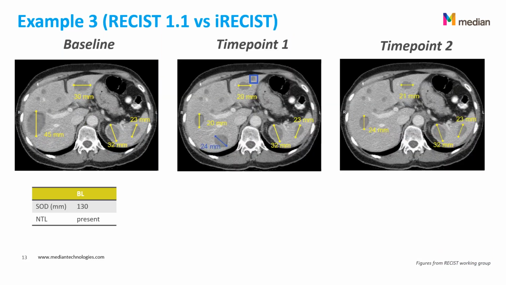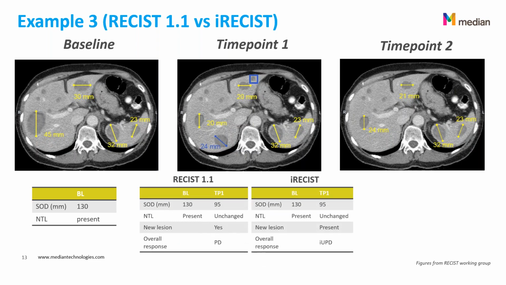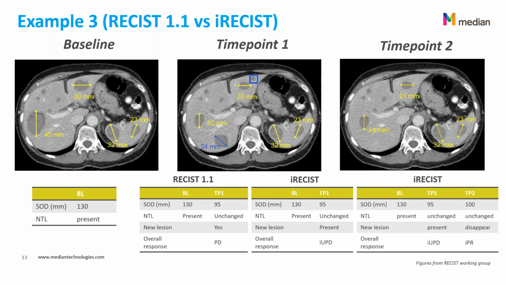The third example compares RECIST 1.1 with iRECIST. So the first PD of RECIST 1.1 will be iRECIST iUPD. In this case, the new lesion disappeared at TP2, so PD was not confirmed. And compared to the baseline, the TP2 overall assessment is iPR.